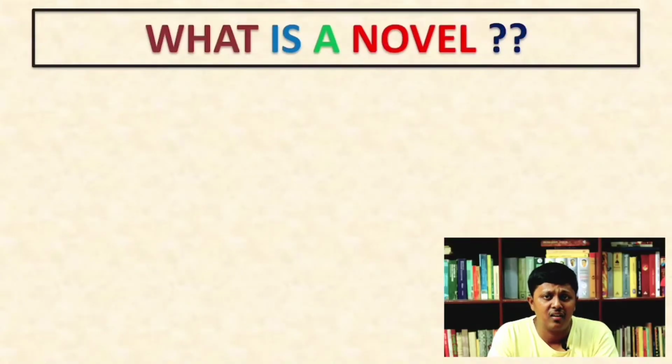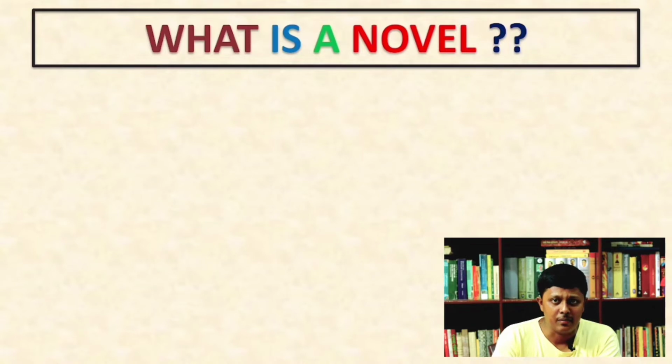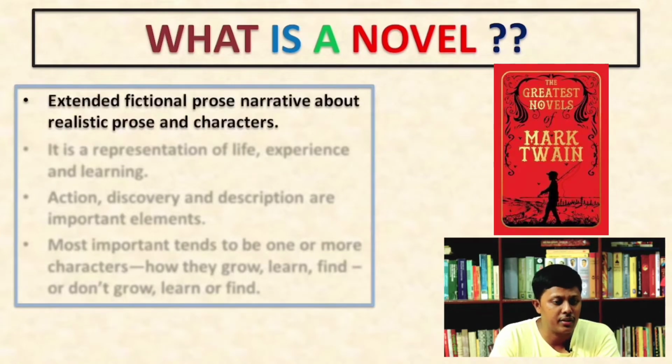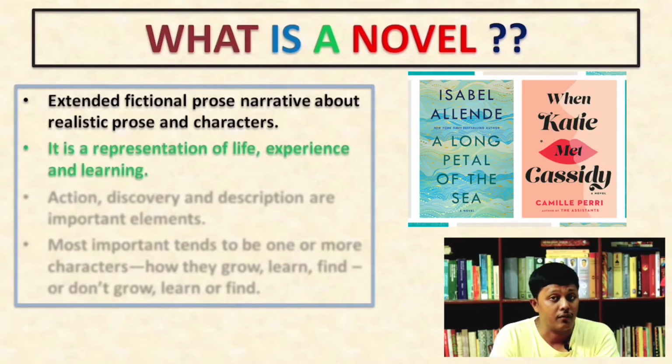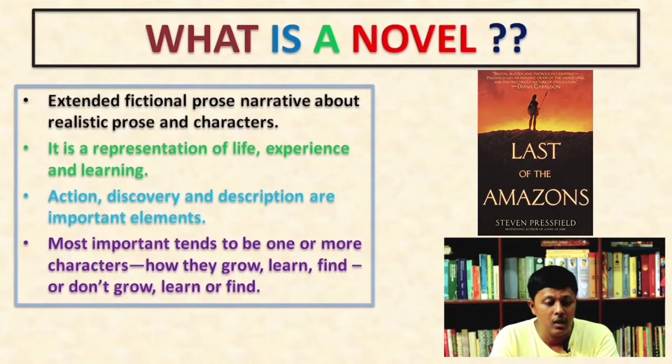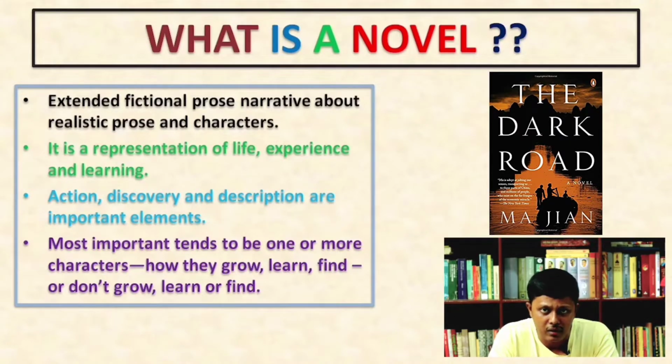Now, what is a novel? Before going deep into the classification, we have to understand what a novel is. There are obviously certain characteristic features of a novel, like extended fictional prose narrative about realistic prose and characters. It is a representation of life, experience, and learning. Action, discovery, and descriptions are important elements. And finally, most important tends to be one or more characters, how they grow, learn, find, or don't grow, learn, or find. So in a novel, we are going to get all of these characteristic features.